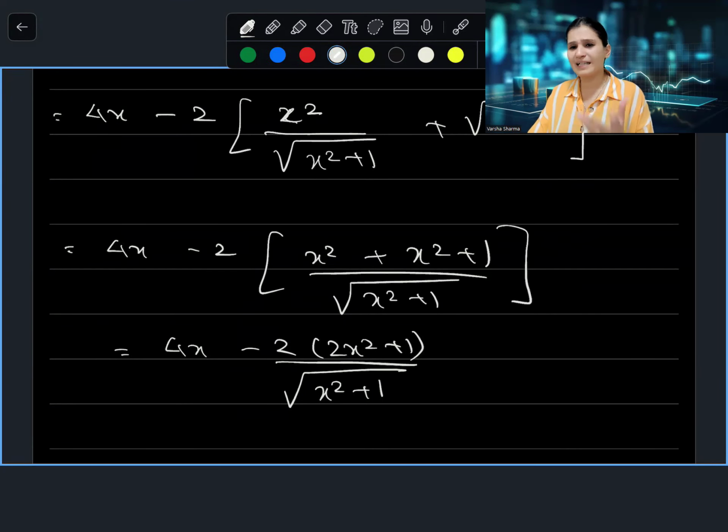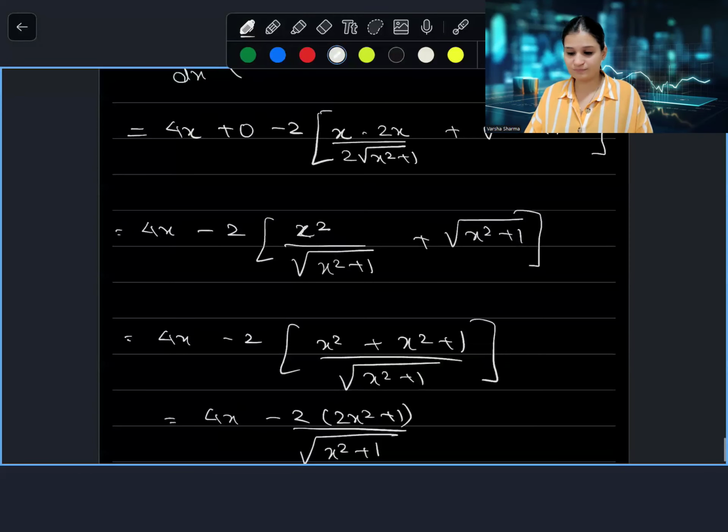Now, if you want to take 2 common, take, otherwise don't. That's your choice. Ma'am, is it necessary to do the LCM one? Yes, it's necessary. Because you can simplify after taking LCM, right? Yes ma'am.